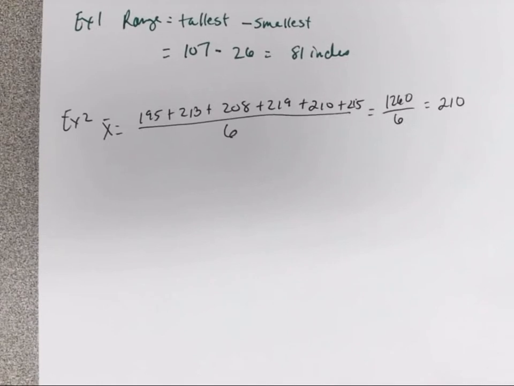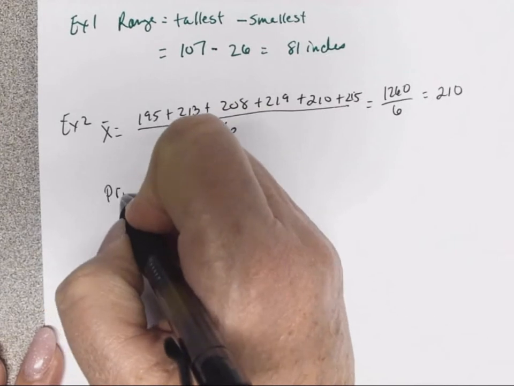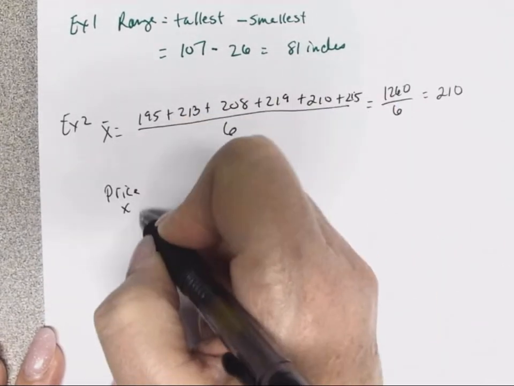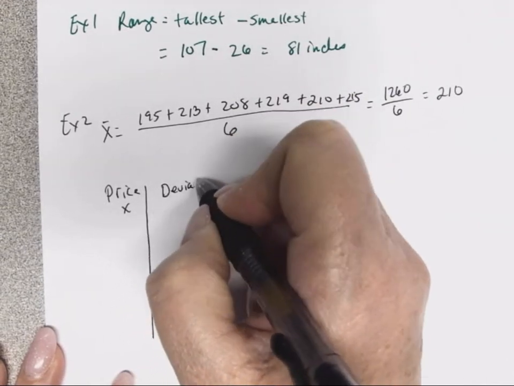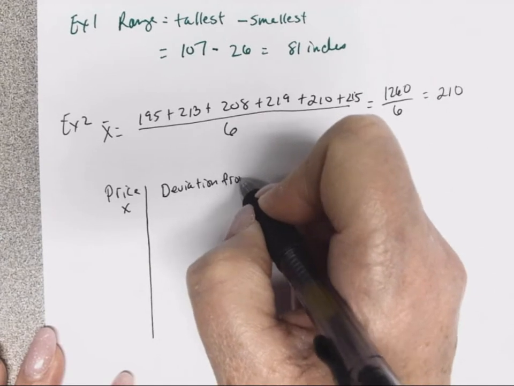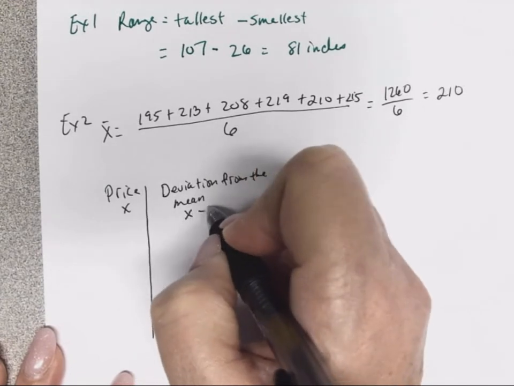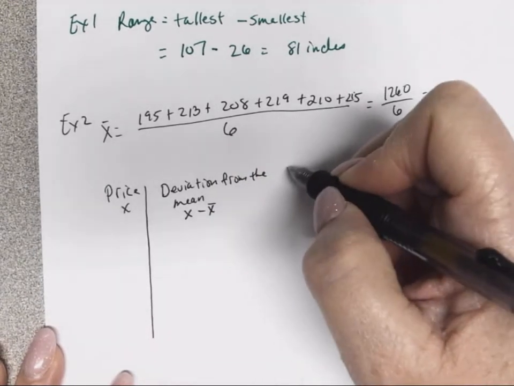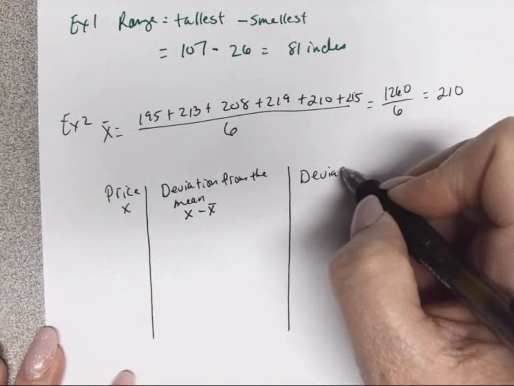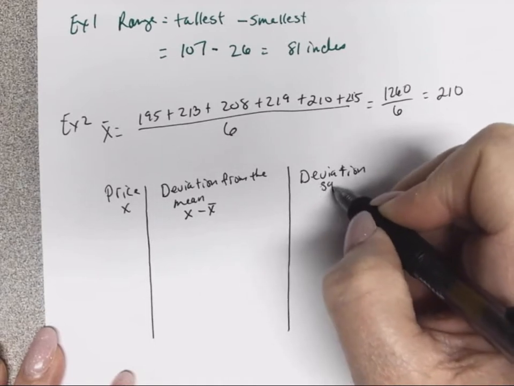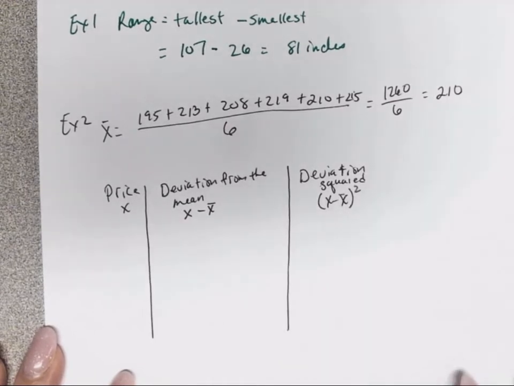Now we're going to create the same kind of table that we just saw. We're going to have our price, which is our x. We'll have our deviation from the mean, which is going to be our x minus x bar. And then we'll have the deviation squared, so that'll be our (x minus x bar) squared.